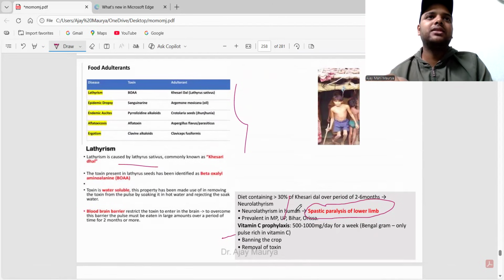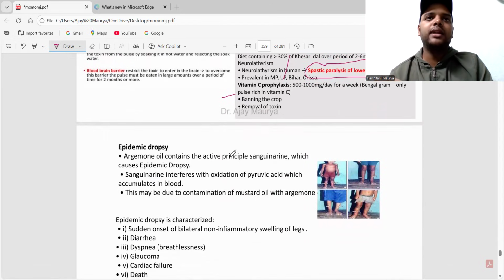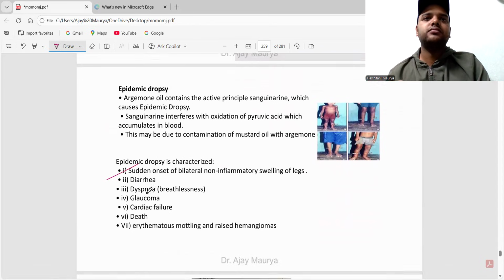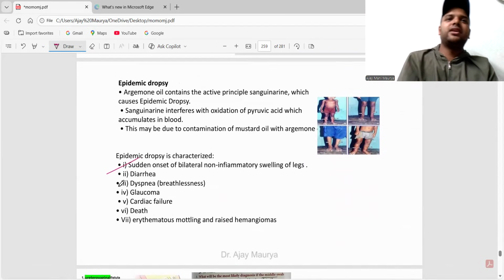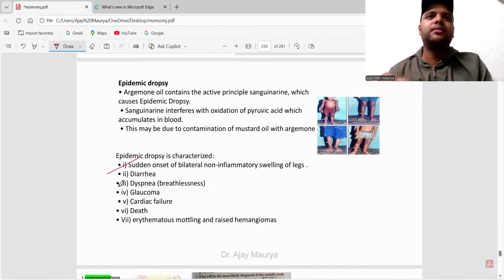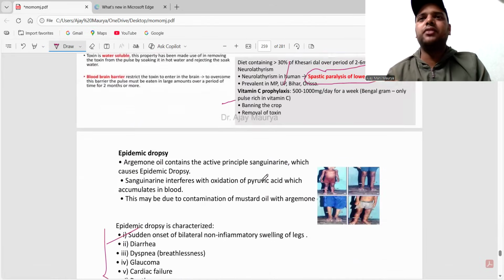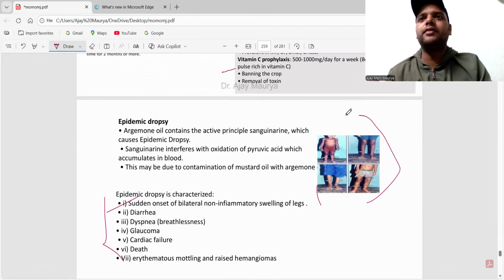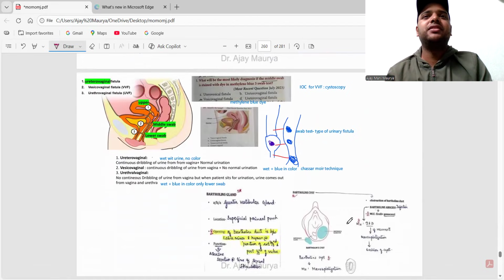Next is epidemic dropsy. It involves sanguinarine, the active principle of argemone oil, which causes epidemic dropsy. It has a sudden onset of diarrhea, dyspnea, and glaucoma. Remember, epidemic dropsy and lathyrism are very important. They are going to give images and you have to identify them. Just study smart. So this is an important one.